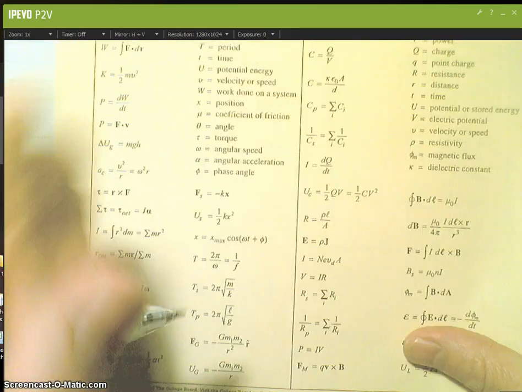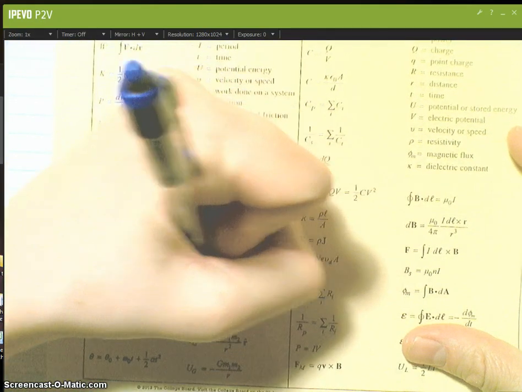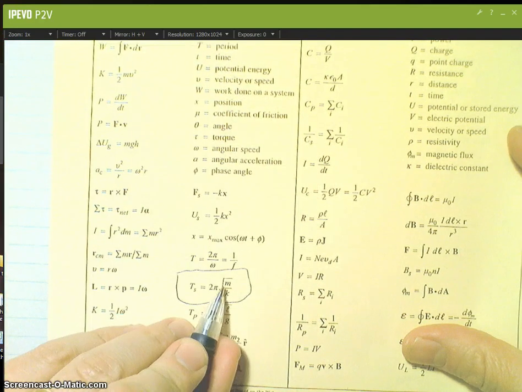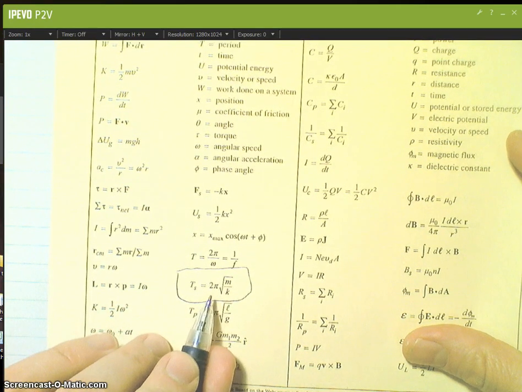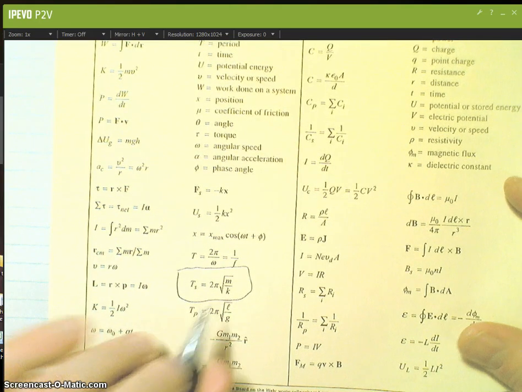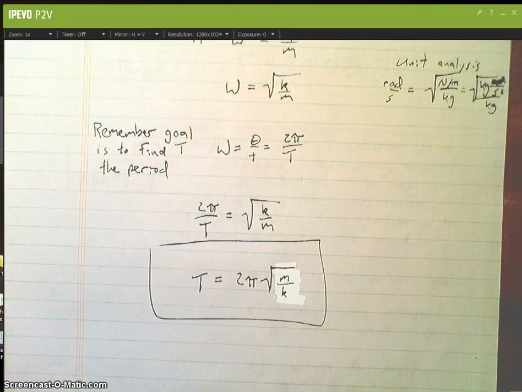Does that gel with what we see on the formula sheet? The period of a spring is equal to 2 pi square root of m over k. That's where this equation comes from. You could come to this through experimental means, doing an experiment with a spring going back and forth with a known spring constant, and you would discover that it would have that period.